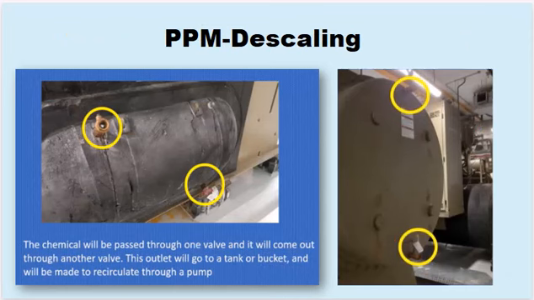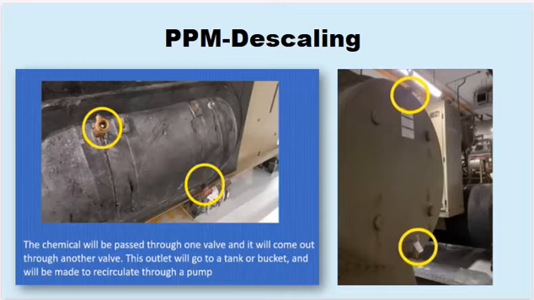Looking at these images, we can see industrial equipment with yellow circles highlighting specific valves. These circles are like our "you are here" markers. The process is similar to cleaning a coffee maker at home. Just as you might run cleaning solution through your coffee maker, here we're running a special chemical through the equipment. The chemical enters through one valve, like pouring cleaner into your coffee maker, flows through the system cleaning as it goes, and comes out through another valve. The used chemical isn't wasted, it's collected in a tank or bucket and can be pumped through again, just like running multiple cleaning cycles in your dishwasher.